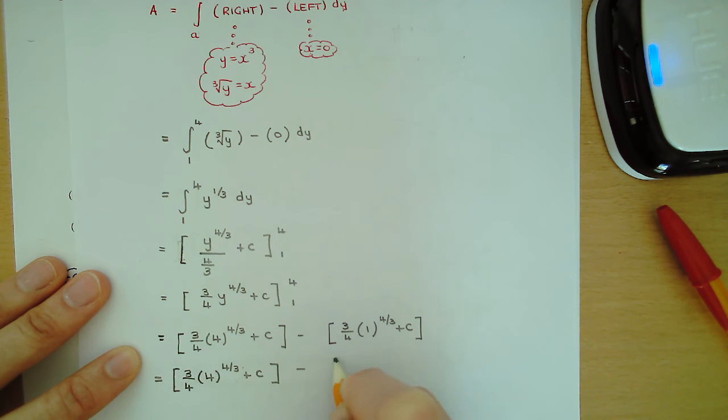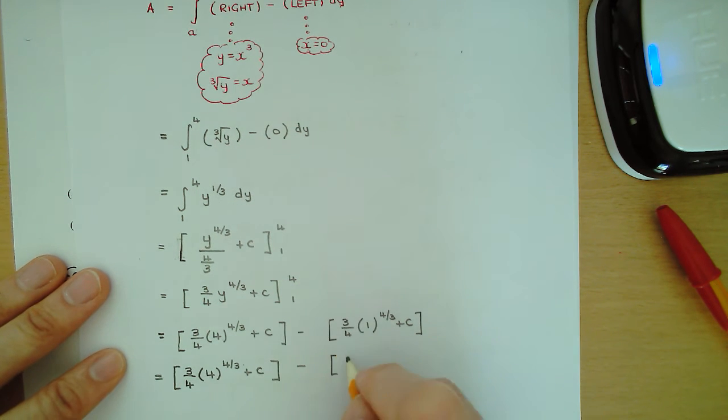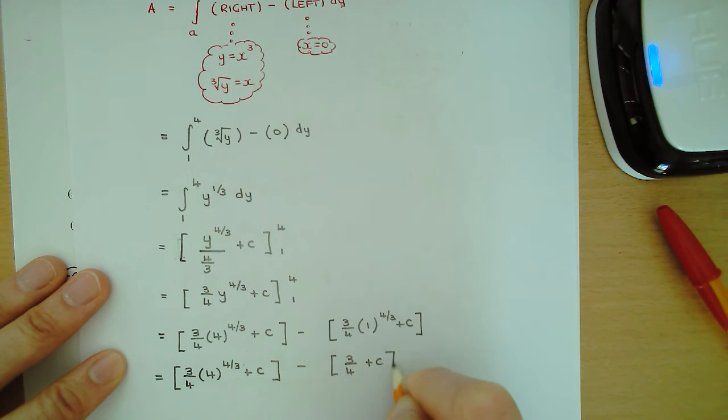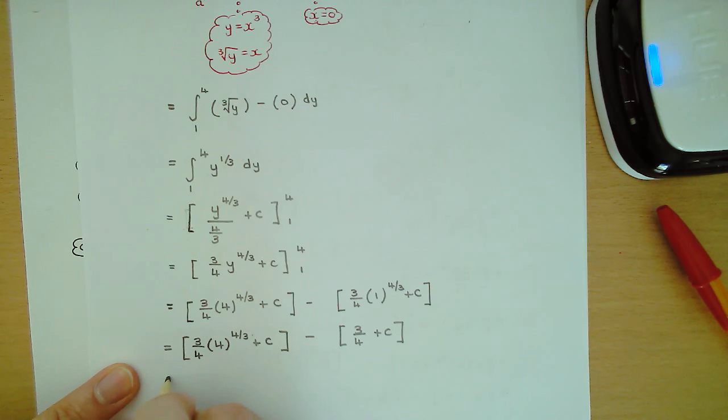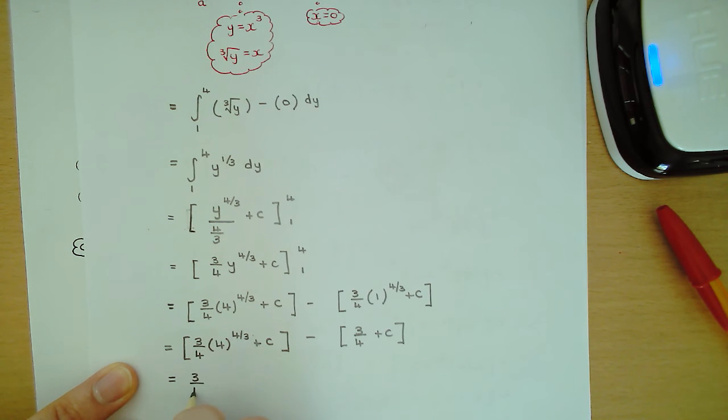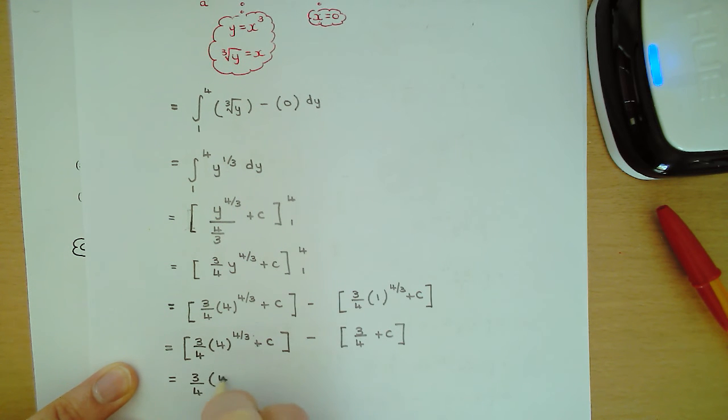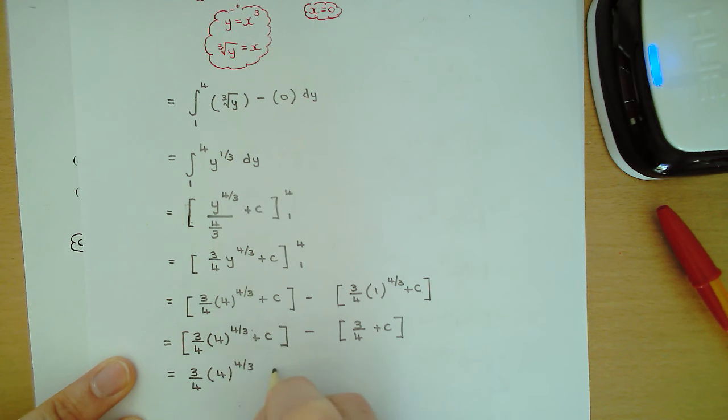And then we're subtracting. 1 to the power of anything is just 1, so we're just left with 3/4 plus c. Again, the c's will cancel out, so you'll just be left with 3/4 times 4 to the power of 4/3, and we're subtracting 3/4.